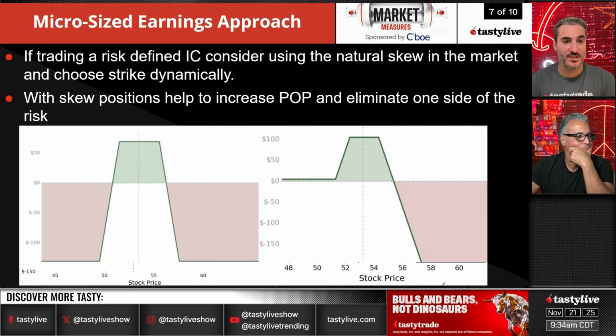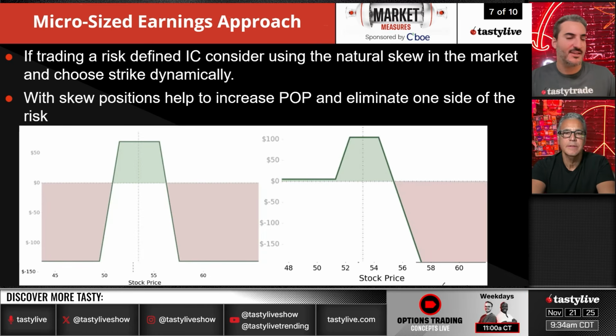And this is what the risk profiles look like. If trading a risk-defined iron condor, consider using the natural skew in the market and choose strikes dynamically. This is what we call a dynamic iron condor. If you're selling a 20 delta put and buying a 10 delta call and put to define the risk, that is a delta neutral trade. We did one in the Qs this morning where we had a 20-point wide put spread by a 10-point wide call spread. It plays into the natural skew of whatever that underlying is.